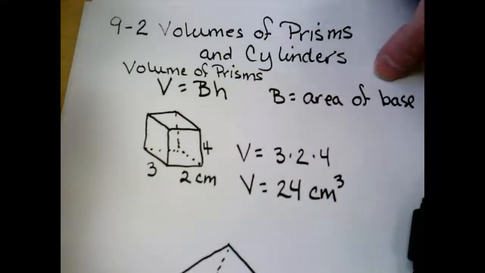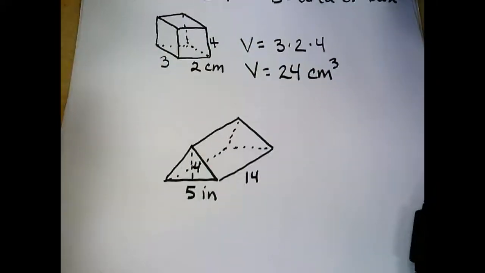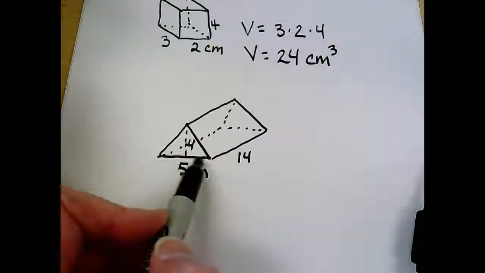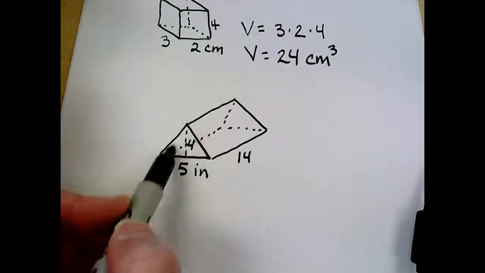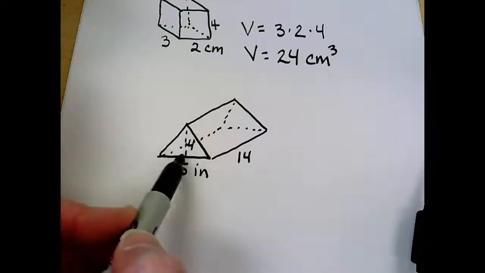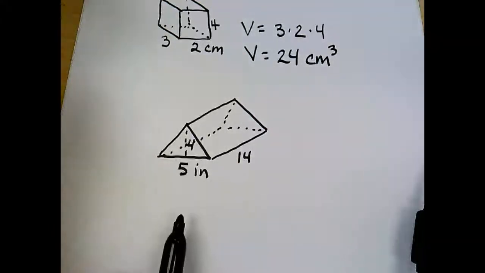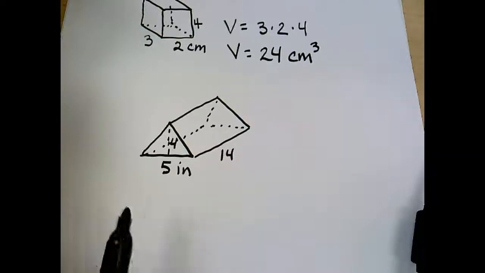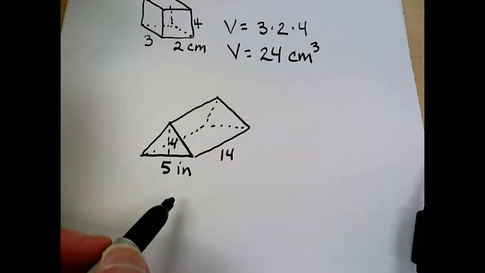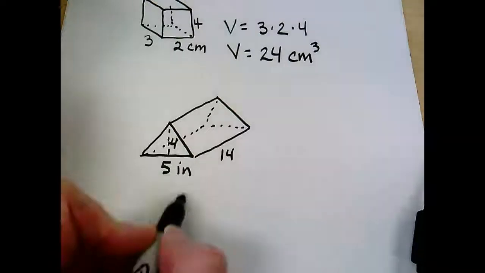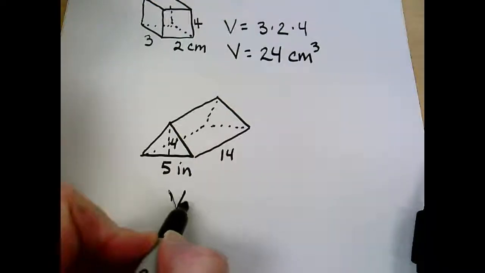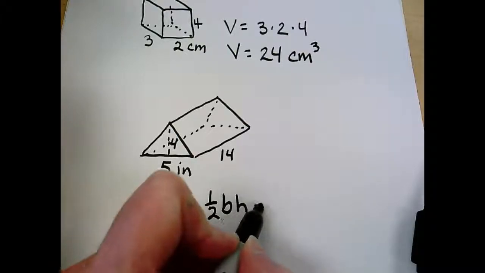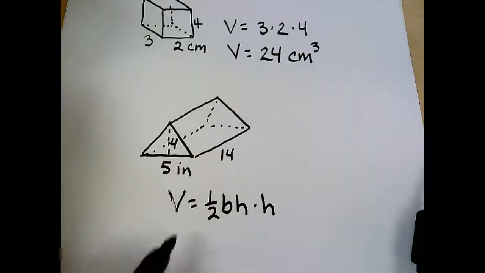When I am dealing with another prism, I have to look at the base, and it's not necessarily what it's resting on. This triangular shape goes all the way through this prism, so it is a triangular prism. So we find the area of it the same way. The area of a triangle is 1/2 base times height, and then we have the height of the prism itself.